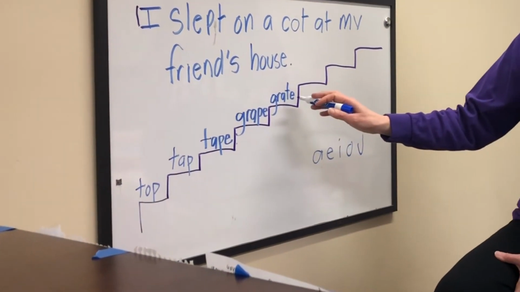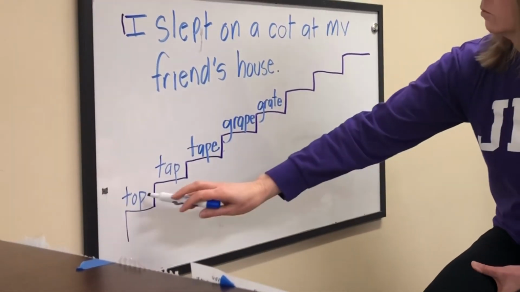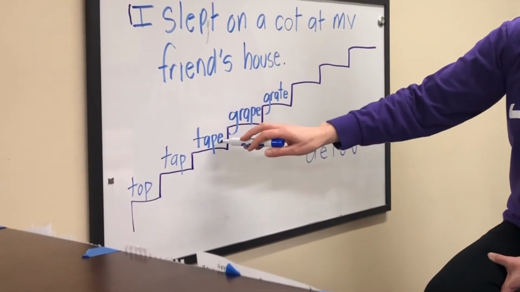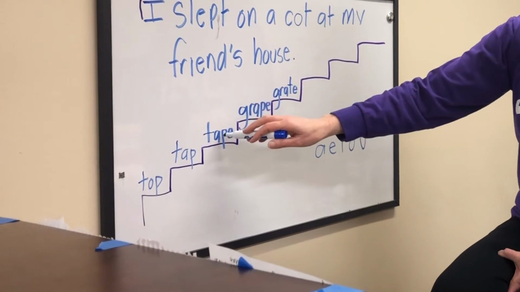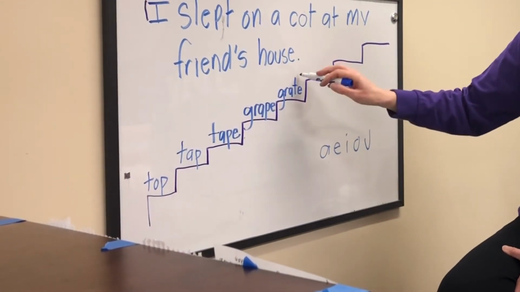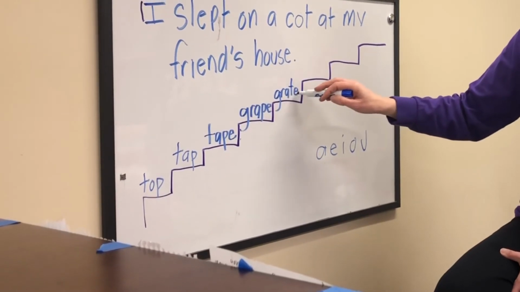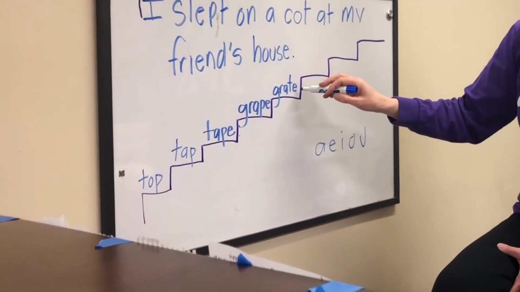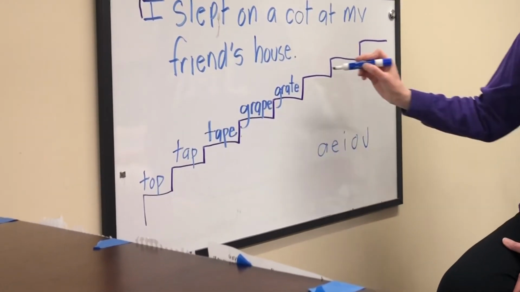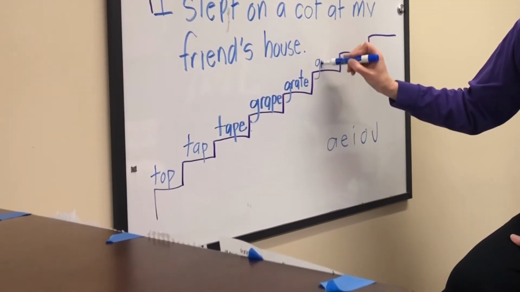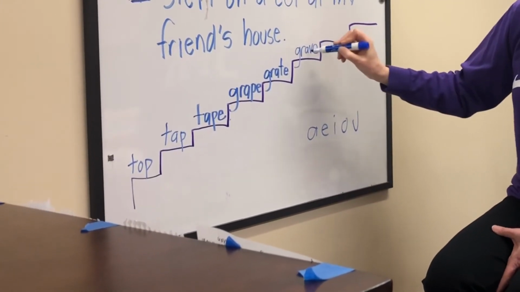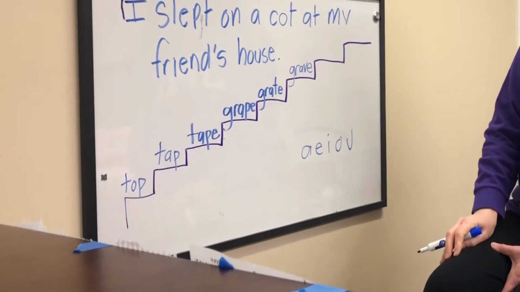That's a grate, right? So I started with top, changed my vowel, tap, changed my vowel again in the sense that I made it long, tape, changed my initial sounds, grape, and then I changed my final consonant sound, and I'm at the word great. It's getting tricky. I think I'll go next. I'm going to change that last consonant sound again, and I'm going to go with the word grave, and that's where someone or something would be buried, a grave.